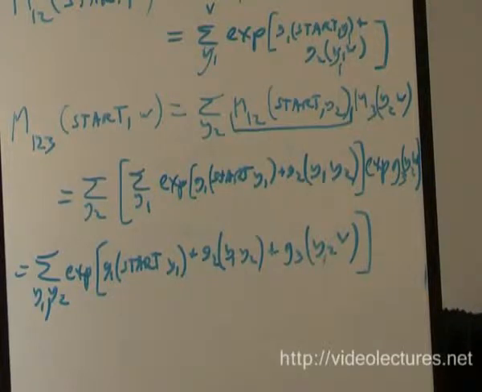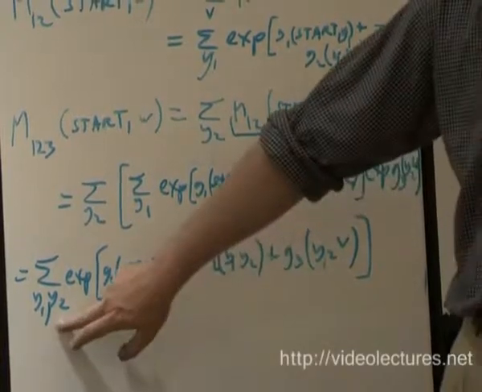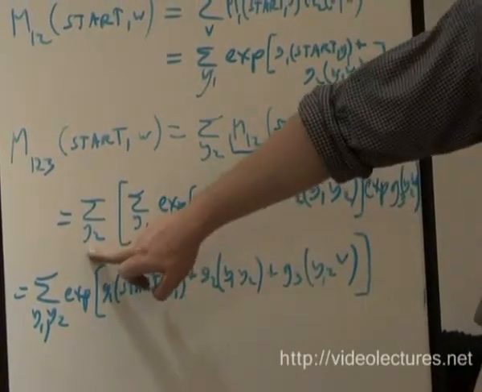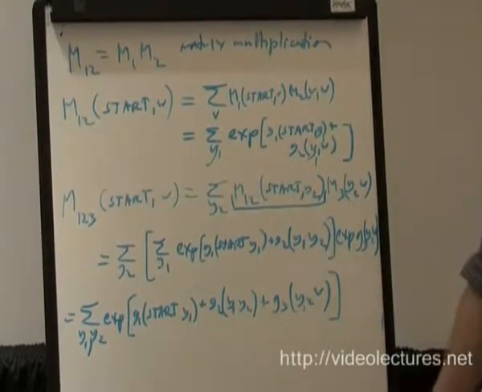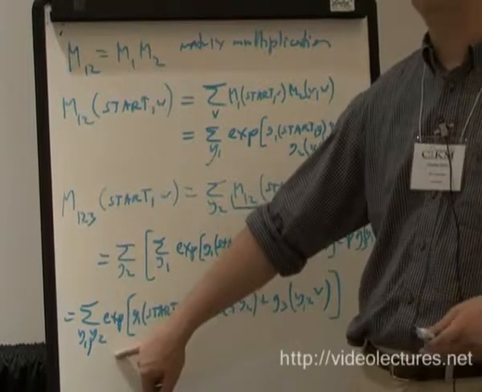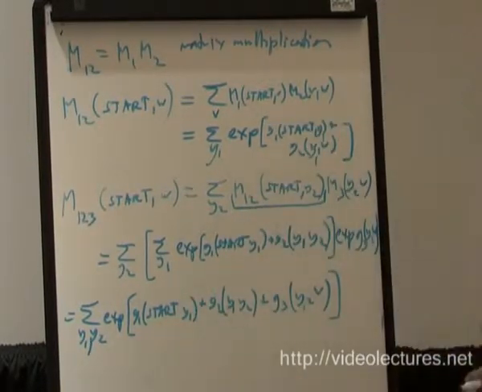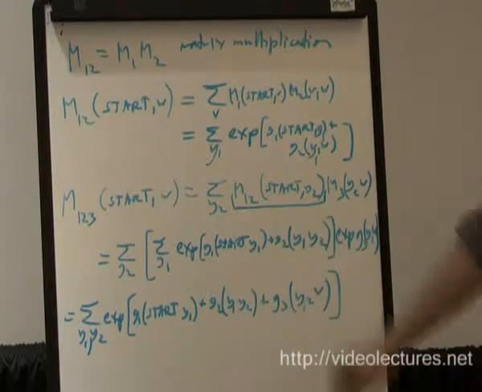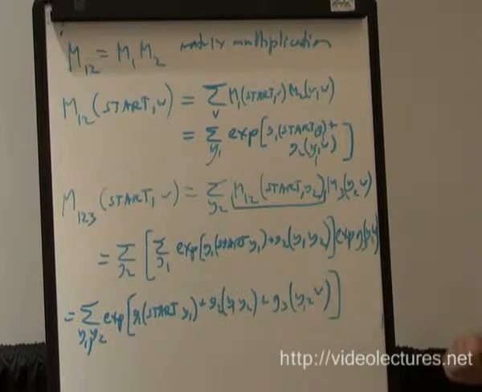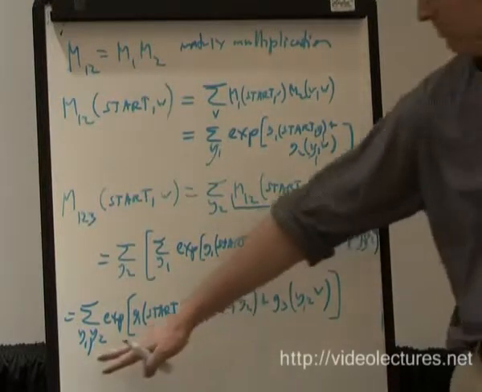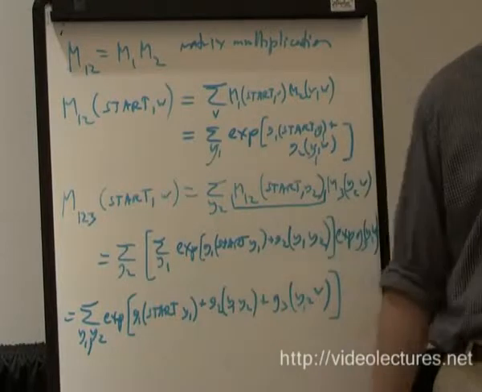So by multiplying three matrices together, I've got a nested sum. The outer sum is sum over y2, the inner sum is sum over y1. But that's just what I mean by a double sum over y1 and y2. And inside the sum, I have the exponential of the g1 function plus the g2 function plus the g3 function. So by multiplying three matrices together, I'm summing over all y1, y2.